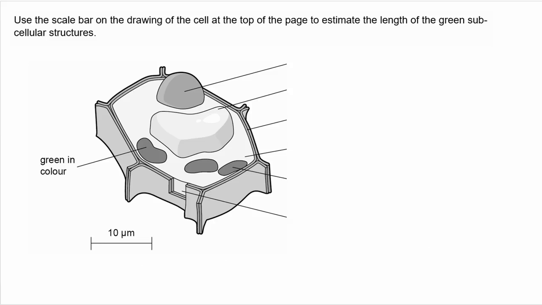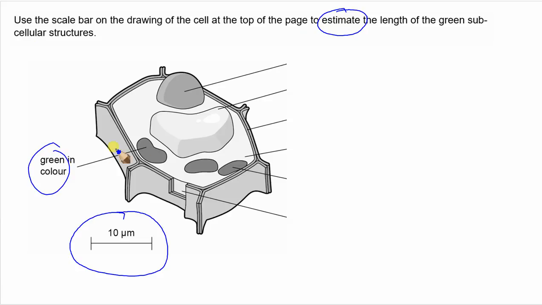Okay, one more question. This time we're going to look at scale bars. So here is our scale bar, and you've probably seen these in geography because they're used very often on maps. You obviously see that on Google Earth as well. So it helps us to estimate distance. Our question says, use the scale bar on the drawing of the cell at the top of the page, well ours is at the bottom, to estimate the length of the green subcellular structures. So here's our green subcellular structure, and what we want to do is use our ruler just to measure the length of this, and then we can transfer that information onto our scale bar.